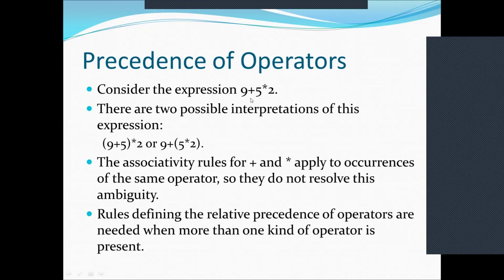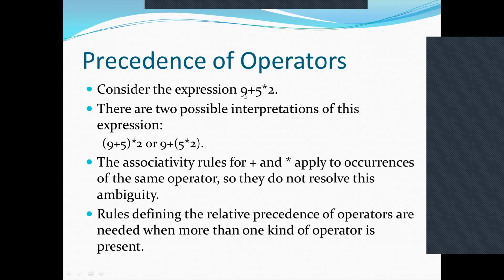Rules defining the relative precedence of operators are needed when more than one kind of operator is present. So the relative precedence of operators will be required so that the operators present can be distinguished and the precedence can take place, so the computer can execute or compute the equation.